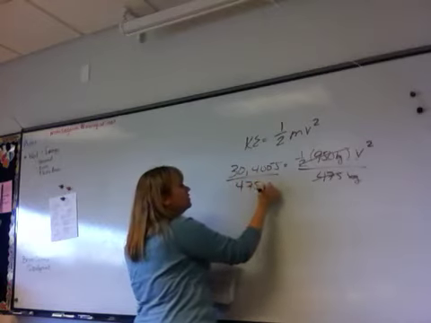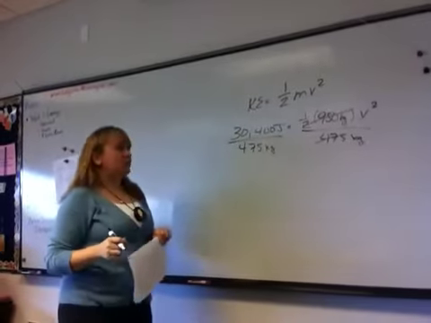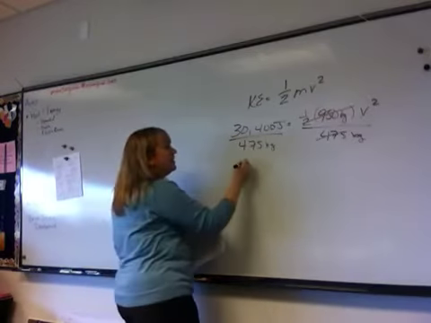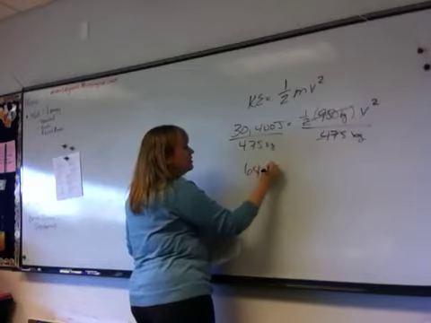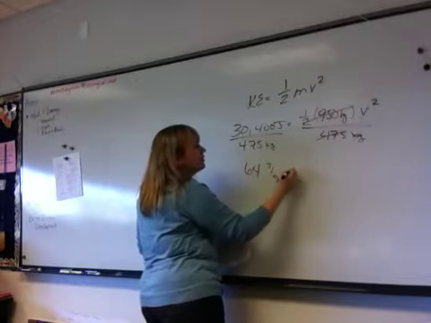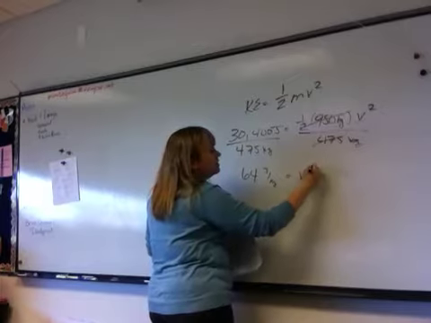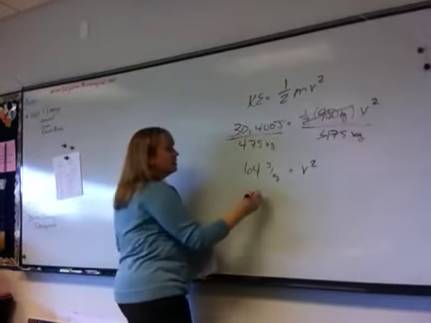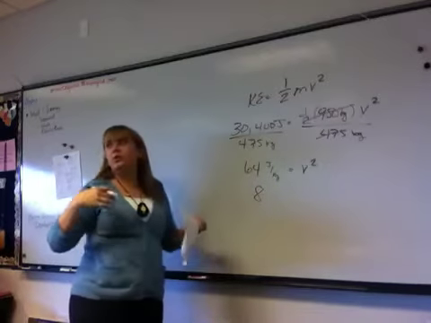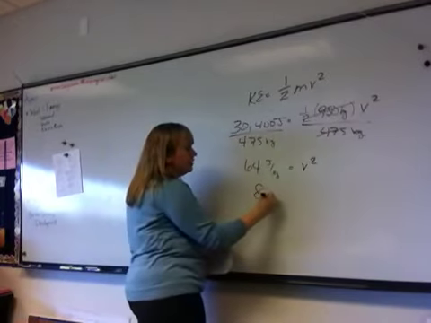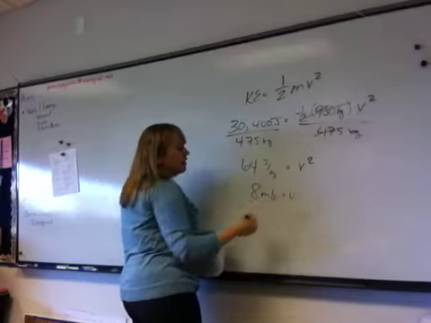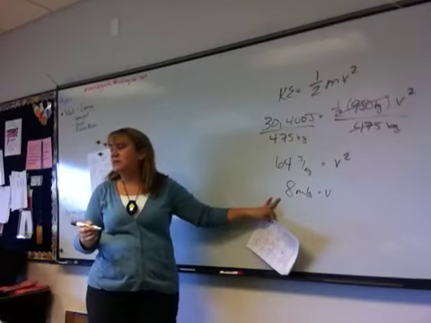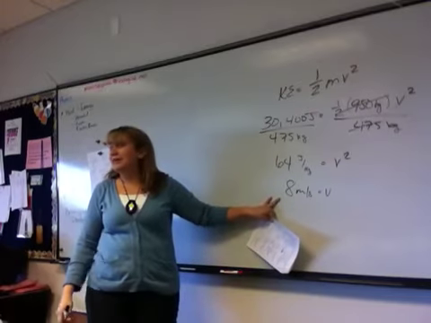475 kilograms. Very good. 64 joules per kilogram is what we end up with. And then velocity squared. So the square root is 8. And if you work your whole units thing, you're going to end up with meters per second. I'm not going to get into that today. I'm more interested in you getting the numerical value. Okay? So, 8 meters per second.